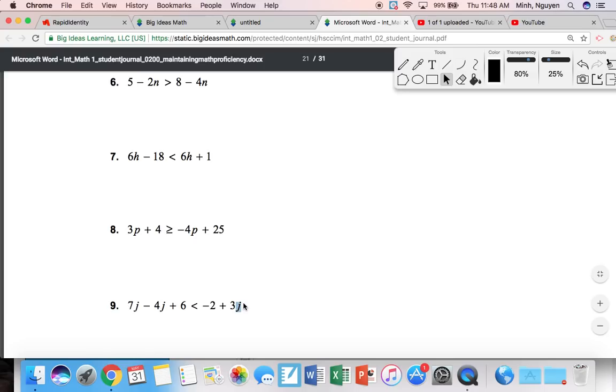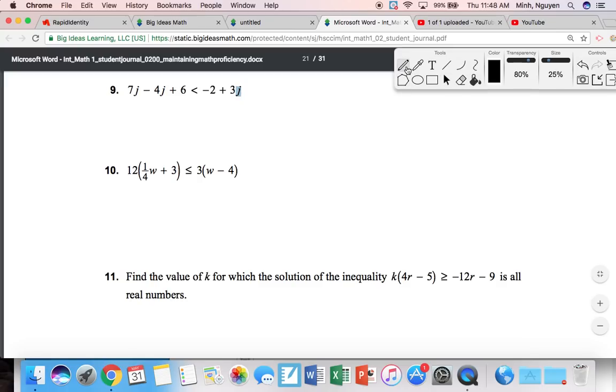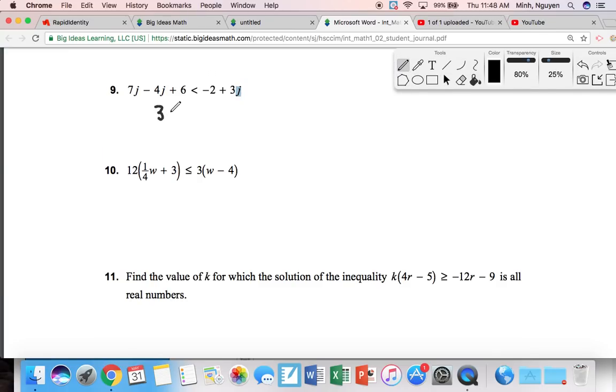This one is not far off. You just have to combine like terms. 7j minus 4j is 3j. 3j plus 6 is less than -2 plus 3j. I want to subtract 3j from both sides. I subtract there on the right side, and I'll subtract there from the left side. So 6 is less than -2. Is that true? Is a positive number less than a negative number? No. So no solution.